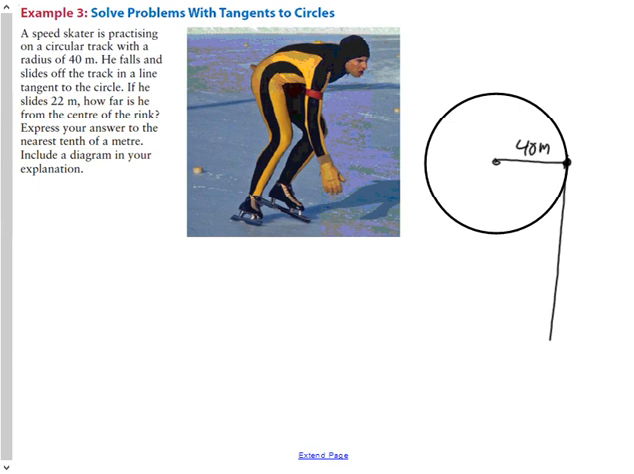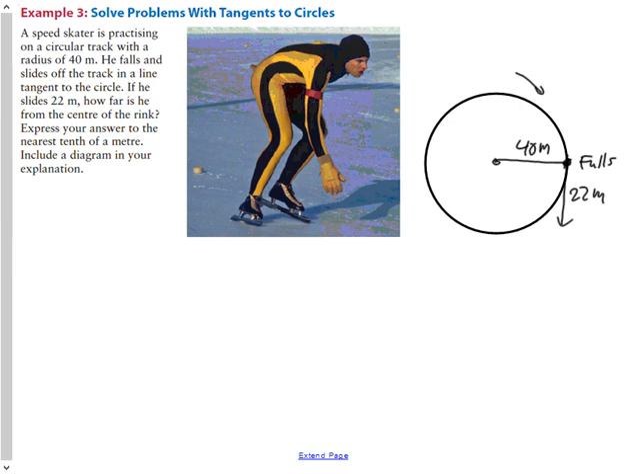Because he was going around the circle, doing laps. Here he falls, and he goes in a straight line away from the track, okay? How far is he from... so he falls in a straight line tangent to the circle, and he falls for 22 meters. Since that's 40 meters, I better make this one a little bit smaller. We'll say this is 22 meters long. He falls 22 meters away from the track.